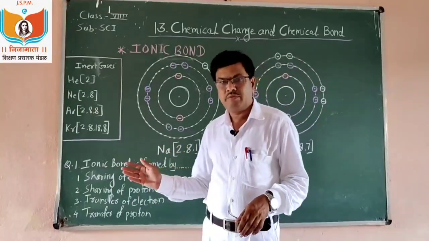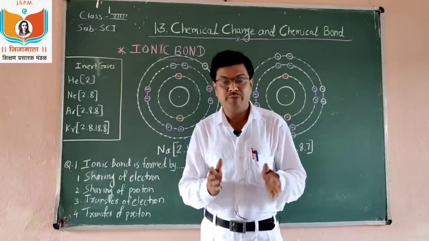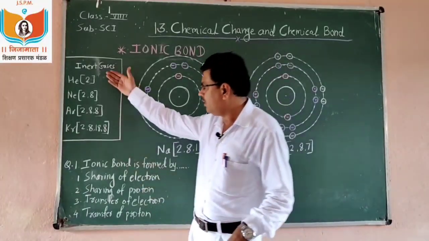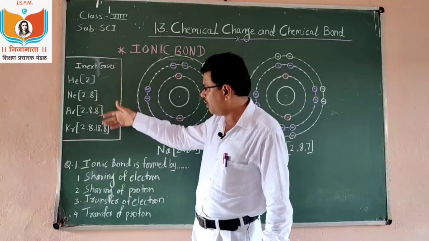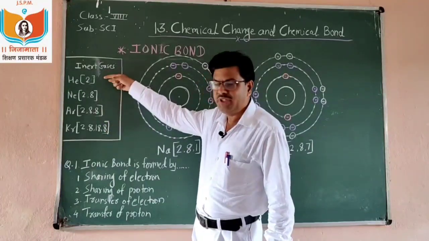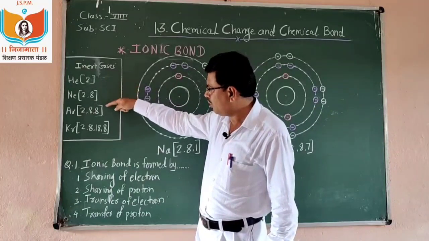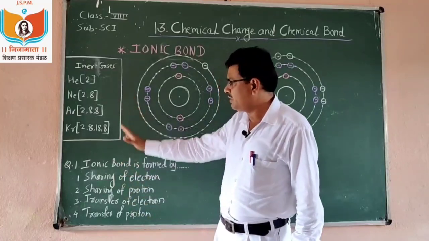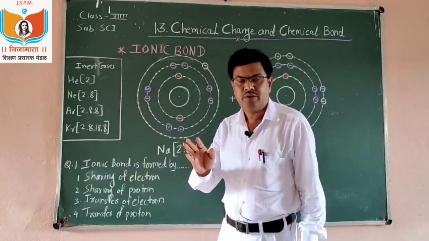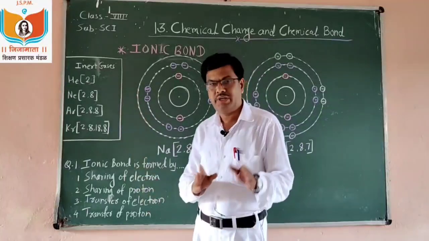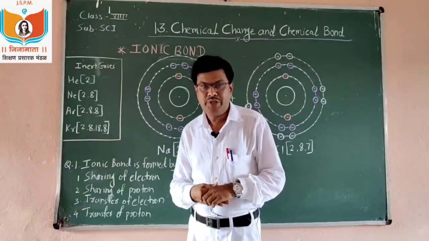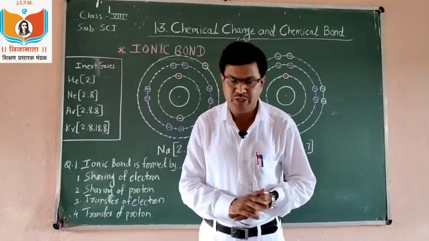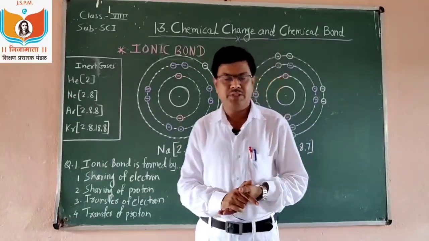In case of the atoms which have stable electronic configuration, they do not take part in chemical reaction. See here, helium, neon, argon, krypton. Helium completes its duet. Neon, argon and krypton complete their octet. So such elements which have a complete octet or duet condition do not take part in chemical reaction. But in case of incomplete configuration, such elements take part in chemical reaction.